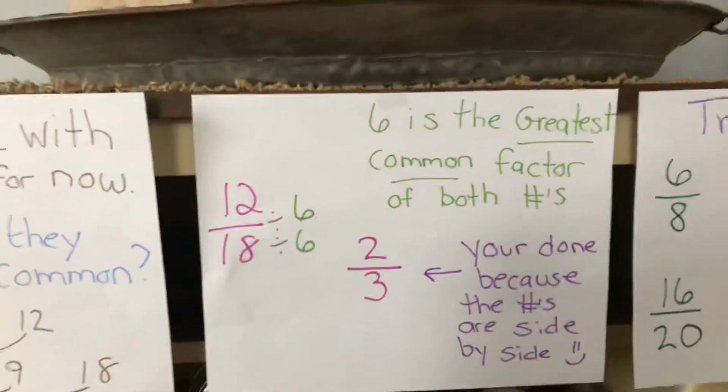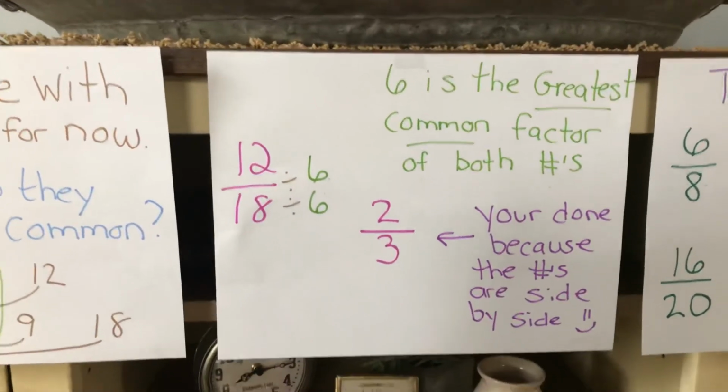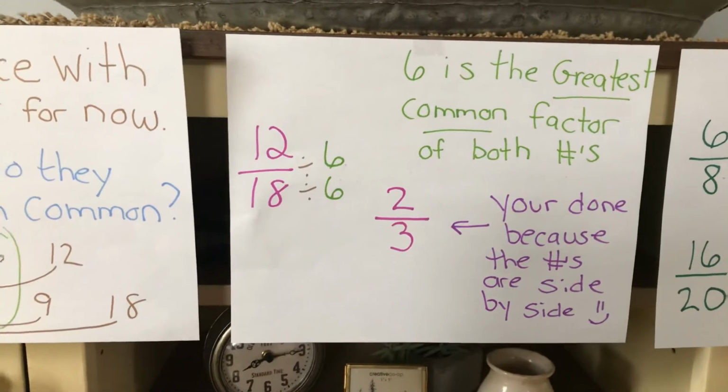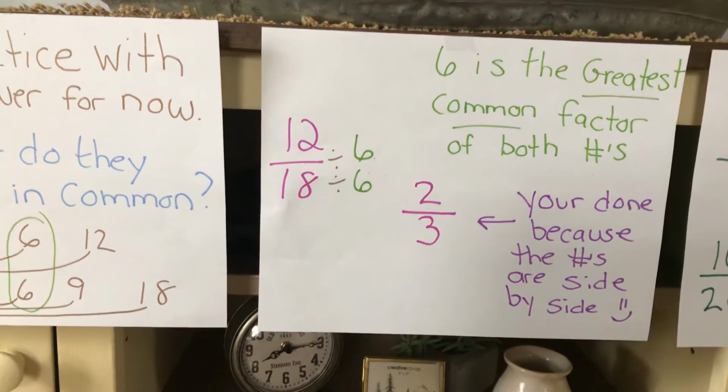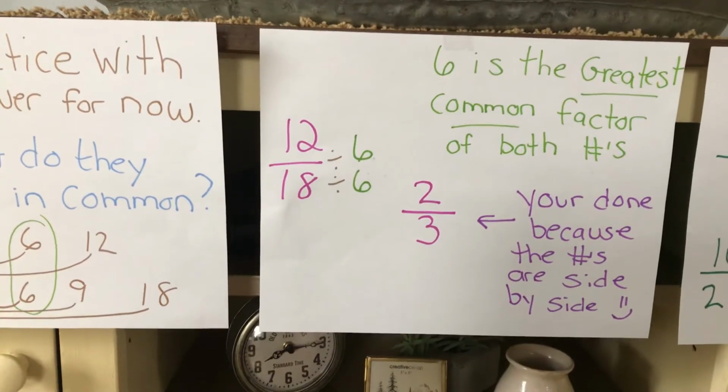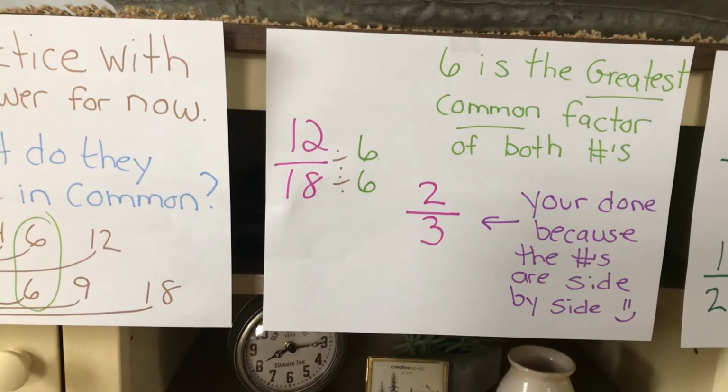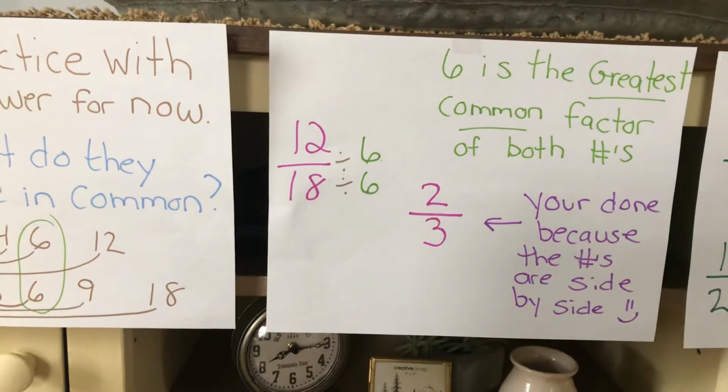So if we look up here, 6 is the greatest common factor of both numbers. So if I divide the top number by 6, I get 2. And if I divide the bottom number by 6, I get 3. Whatever you do on the bottom, you do on the top.